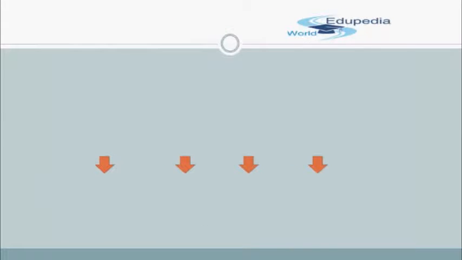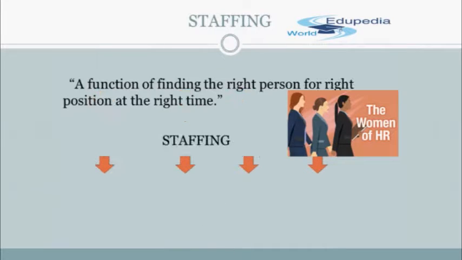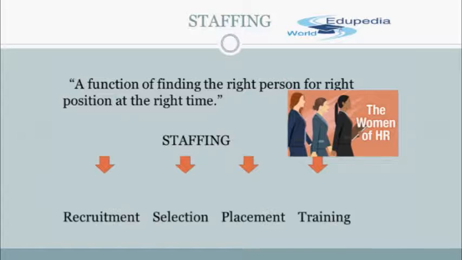So let's go ahead, students. The next function of management is staffing. Now, what is the definition of staffing? As you can see in the slide, it is a function of finding the right person for the right position at the right time. I may tell you that staffing is a managerial function of hiring and developing the required employees to fill various positions created by the organizing process. Now, what is involved in staffing?